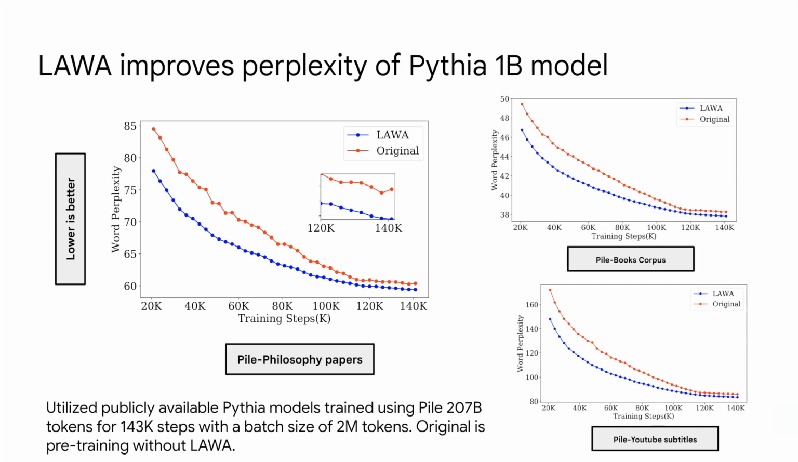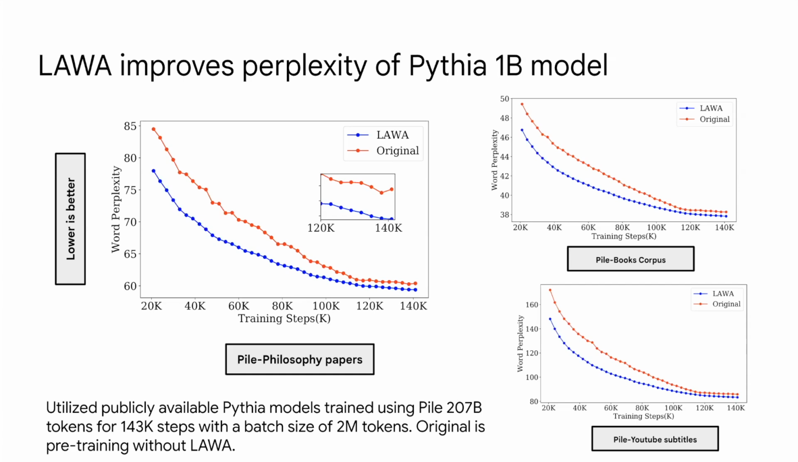Okay, so now let's look into some of the billion-size models. Some of you might be wondering if this intuition holds in larger size models. So yes, it holds in larger size models as large as a Pythia 1B model. These are the held-out sets from the Pile dataset, which are philosophy papers, Pile book corpus, and Pile YouTube subtitles. Everything remains the same as we have discussed earlier.